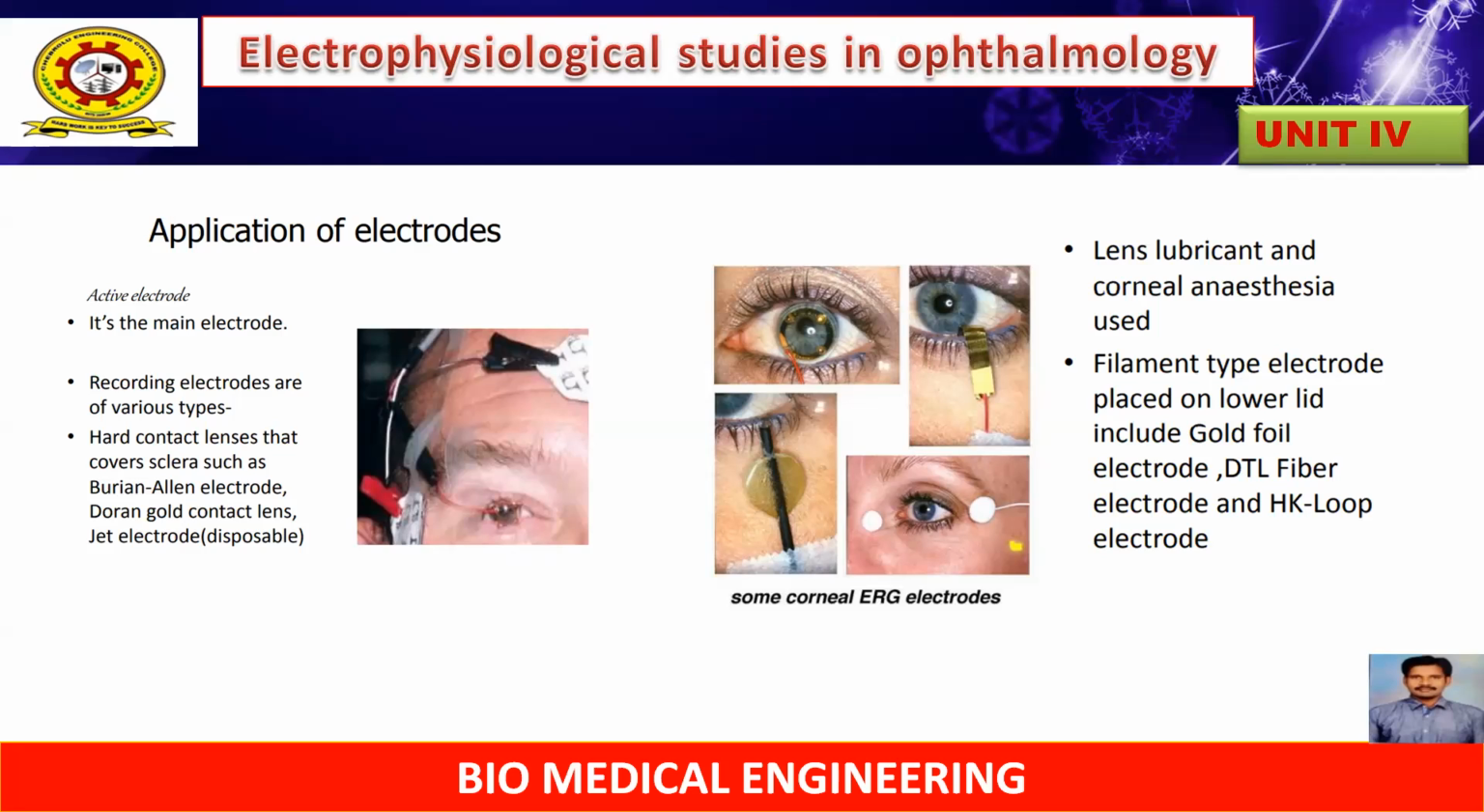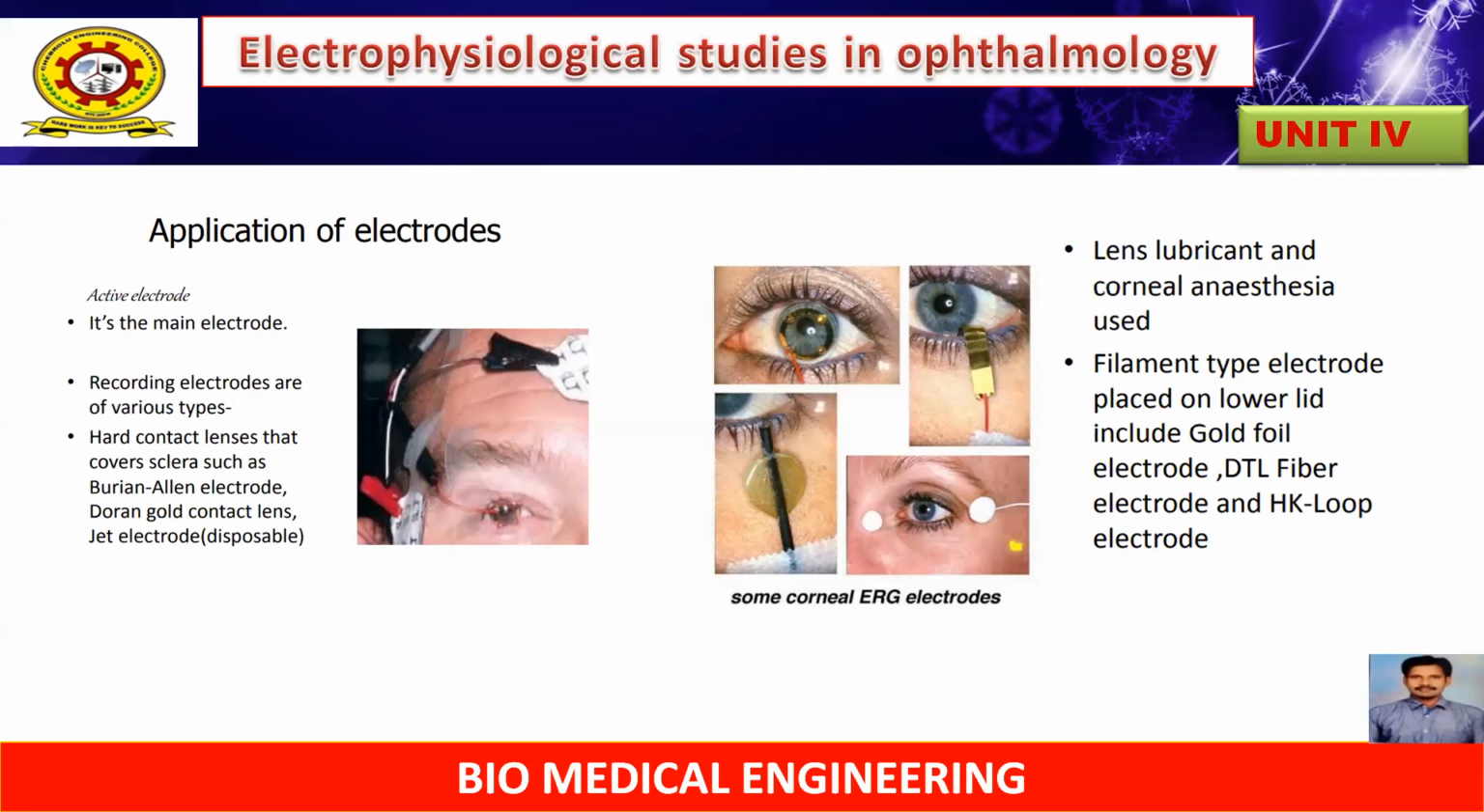And similarly, hard contact lenses that cover the sclera, such as the Burian-Allen electrode and the Dawson gold plated electrode, which are shown as some active electrodes. So now come to figure B, which is the corneal ERG electrode.